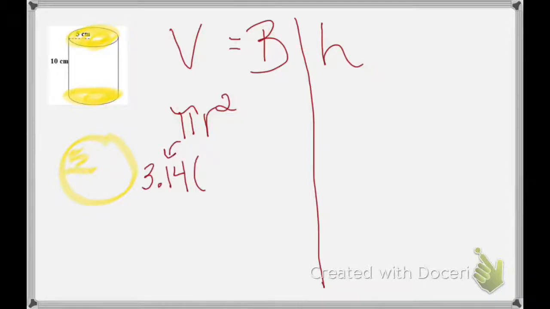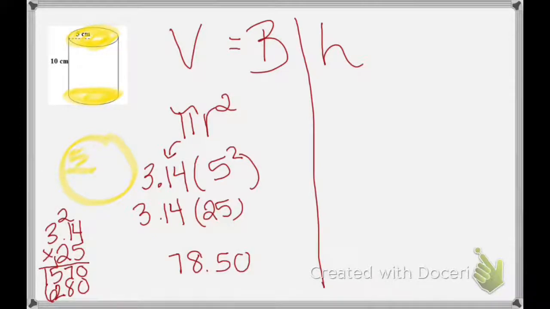We already said that the radius is 5 and we'll be squaring that. So first I need to do that. 5 squared gives me 25. And then we need to multiply that with pi. So go ahead and multiply that. Let's see what you get. So what you should have gotten was 78 and 50 hundredths.